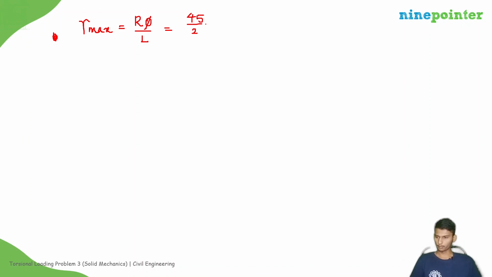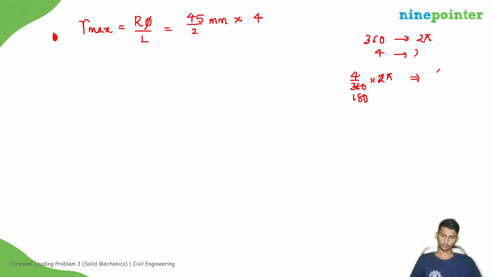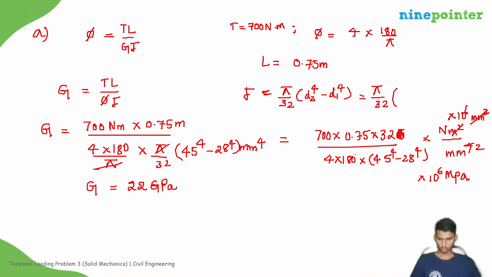45 by 2 mm into this will be 4 degrees. So 360 degrees scales to 2 pi. So 4 degrees scales to 4 by 360 times 2 pi. So that will be 4 pi divided by 180.